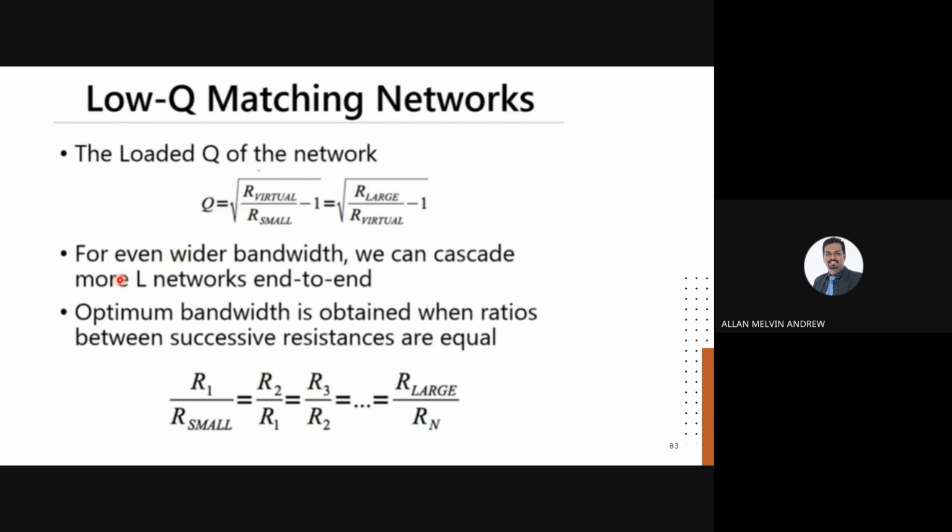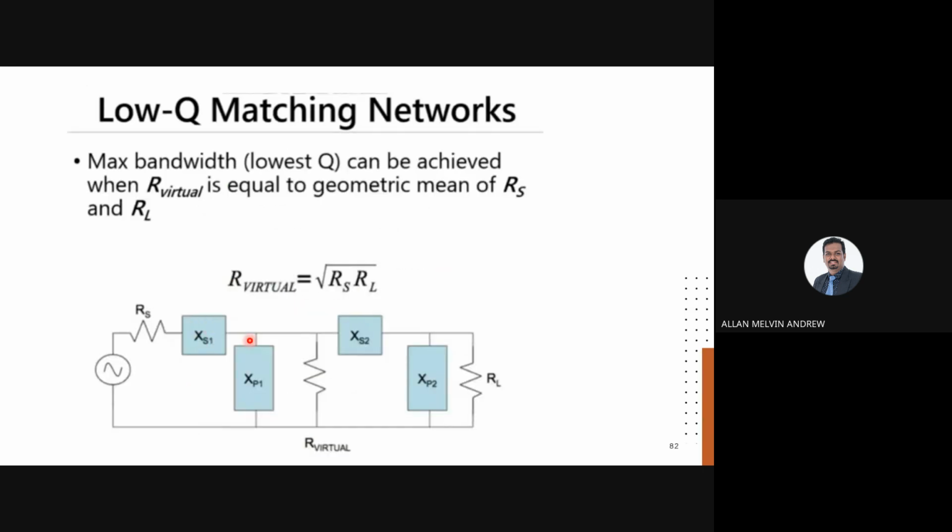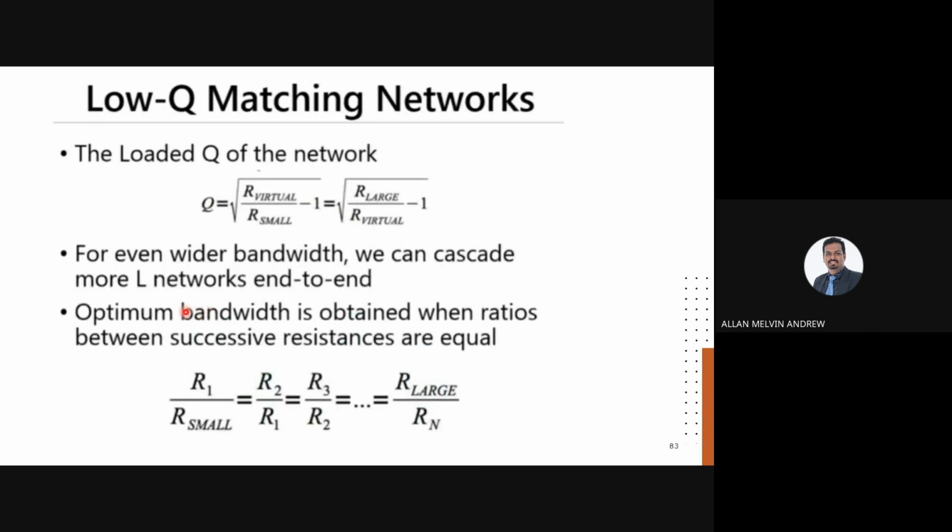Okay, for even wider bandwidth, we can cascade more L networks end to end. As I said, cascade meaning, this is one, then you cascade another setup, then another setup, and another. That is what we call cascading. Cascading means the output of the previous process becomes the input of the new process.